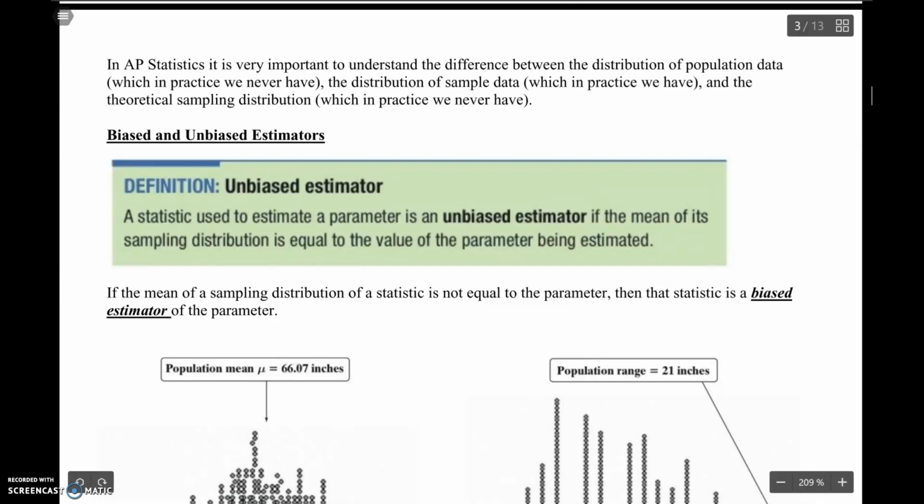All right, so in AP Stats, it is very important to understand the difference between the distribution of population data, which in practice we never have, the distribution of sample data, which in practice we do have, and the theoretical sampling distribution. So obviously this is what we're talking about right now, but these other things are important as well. By the way, we don't have that sampling distribution either.